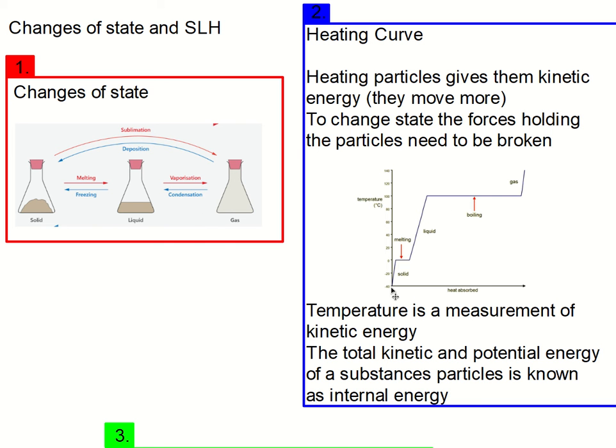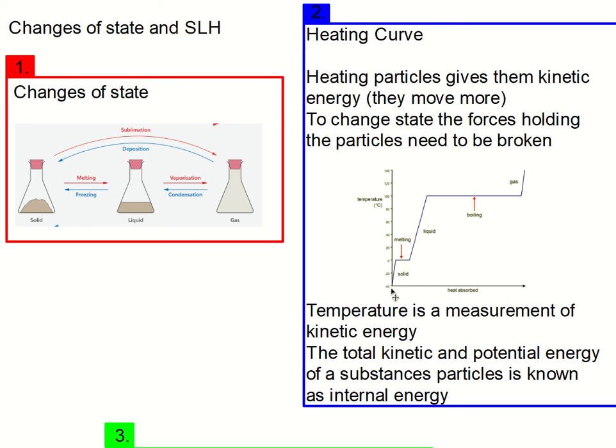So if we just start with the graph, if we're down at minus 40 degrees, so imagine solid ice, those particles are vibrating very little, not very much. You stick it in a beaker and you put it over a Bunsen burner and you start to heat it up. What will happen is those particles will start to vibrate more and more. As you supply them with thermal energy, the particles gain more kinetic energy. They move more. And as a result, the temperature starts to rise.